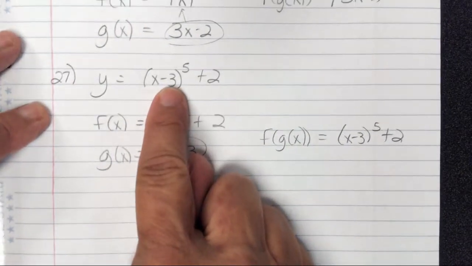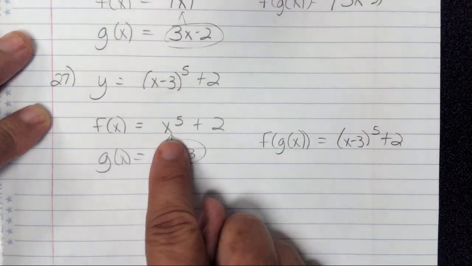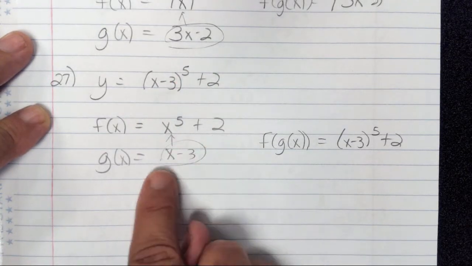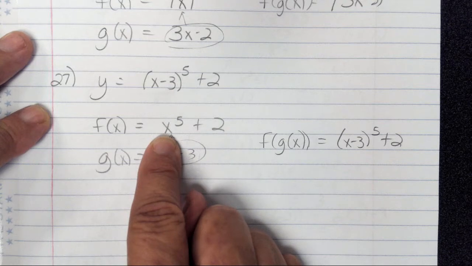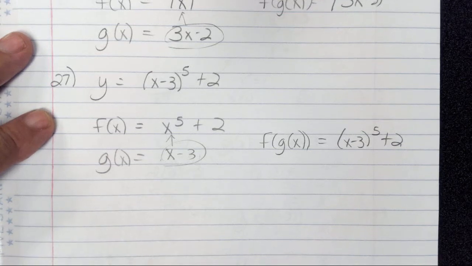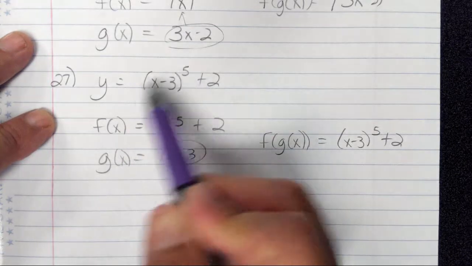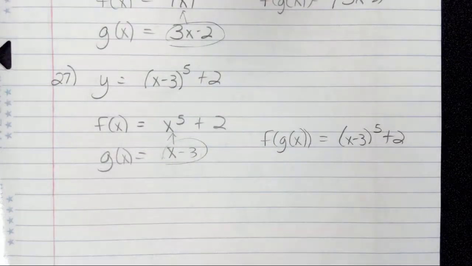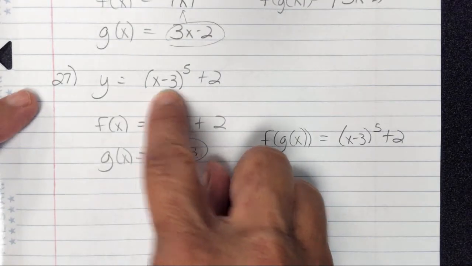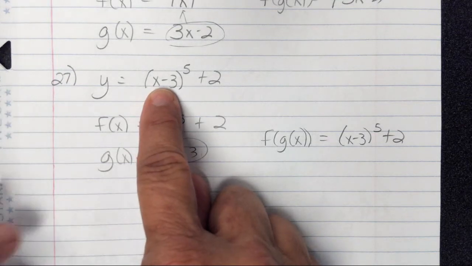What parent am I looking at here? X to the what? Fifth. So if I let f be x to the fifth plus 2, then if I put that in there, does it become x minus 3 to the fifth? Okay? And again, I wouldn't stress a lot over these. It's really simple. It's just recognizing a quick parent. And then whatever's under that parent becomes your g. So because the x minus 3 is in the parentheses, that's what my g becomes. And f just gets written as a plain old x.